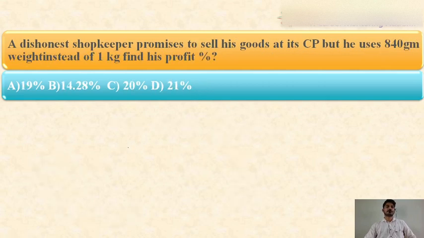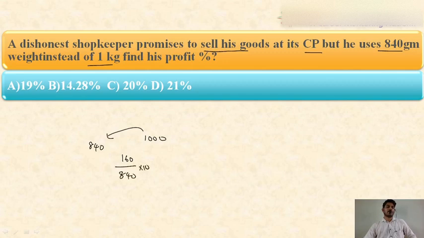Let us move to the next question here. Here is the next question. A dishonest shopkeeper promises to sell his goods at his cost price but uses 840 grams instead of 1 kg. So he has to give 1 kg, but he is giving only 840 grams. What is the loss he is getting here? He is getting a loss of 160 grams out of 840 into 100 here.